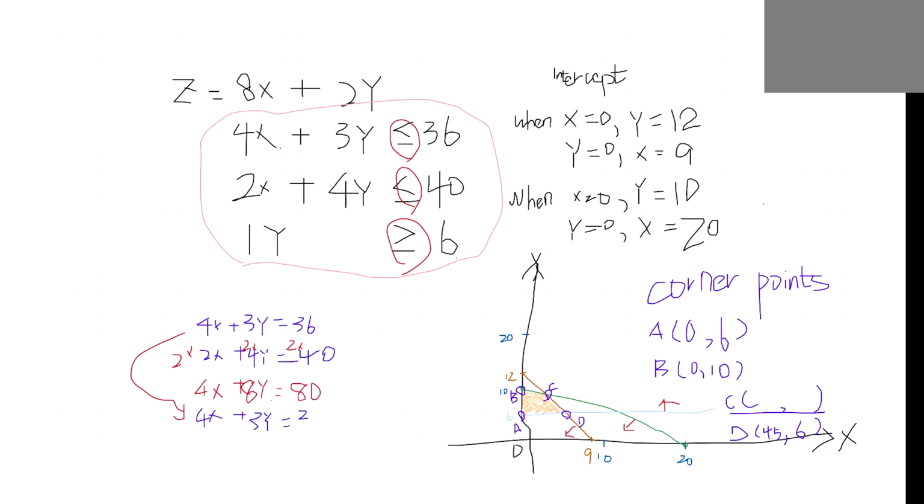So let's use the elimination method. Subtract, then this is 0, and 8 minus 3 is 5y, and 80 minus 36 is 44. Therefore, y is 8.8. Now plug this back here, then you can solve for x.